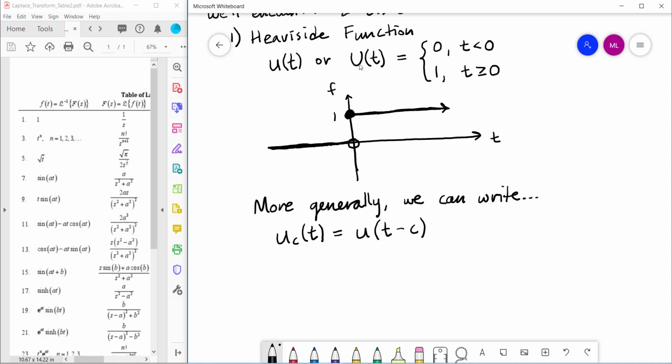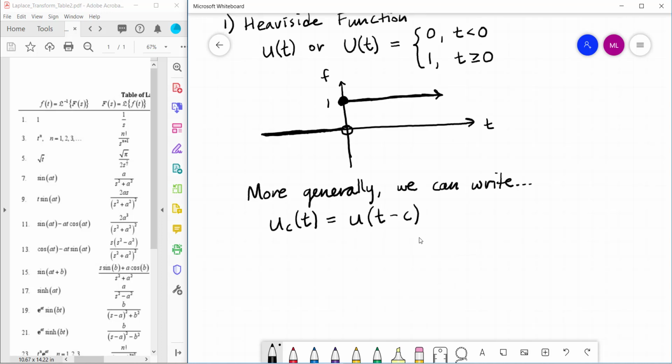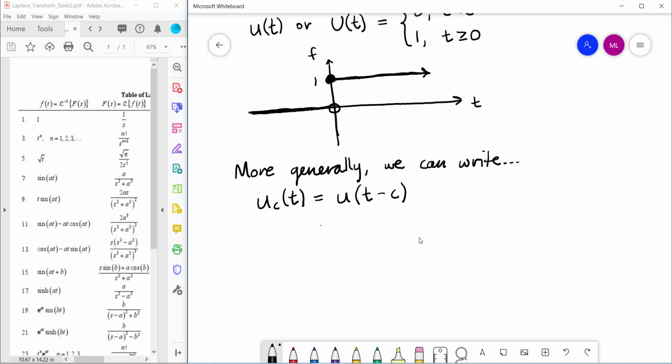Again, lowercase or uppercase u, both are used very frequently. And the idea is, if you think about the argument that's getting plugged in, for values of t that are less than c, this argument is going to be negative, and we're on this part of the graph. But the second that we get to t equals c, that's going to make the argument equal to 0, and that's when it will jump up and turn on, and then it will remain on for all values of t greater than c.